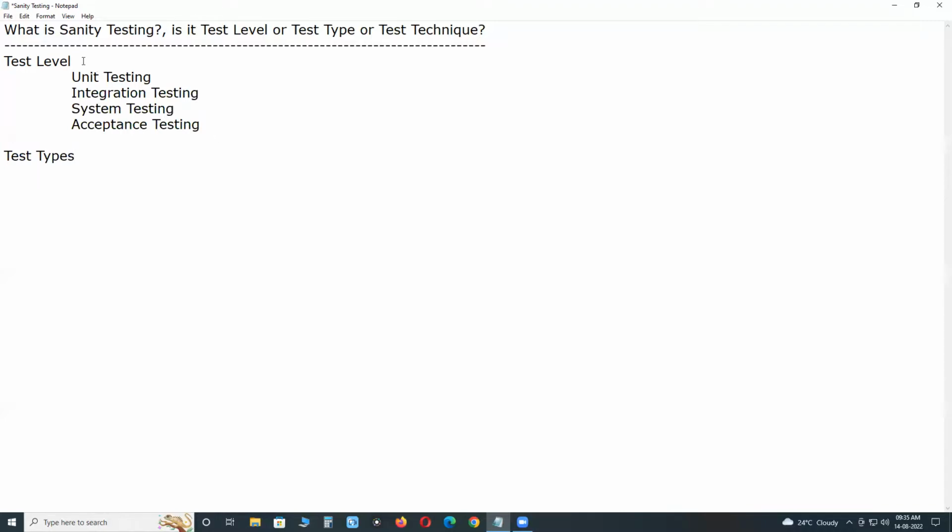Next, test types. According to the international syllabus, we have four categories of test types: functional testing, non-functional testing, regression testing, meaning change related testing, and structural testing. Change related testing is conducted as part of functional testing and as part of non-functional testing. Developers conduct structural testing. From the independent testers' point of view, we have two categories of test types. One is functional testing. It is a test type.